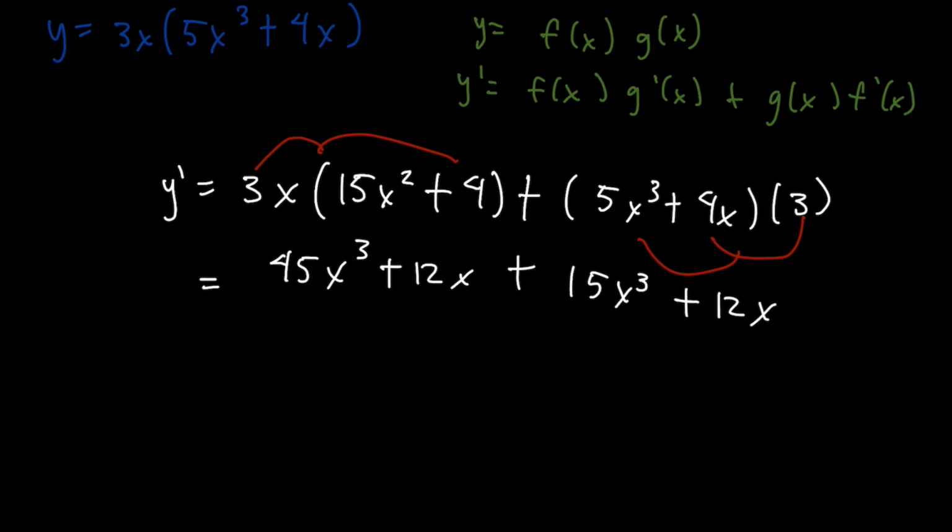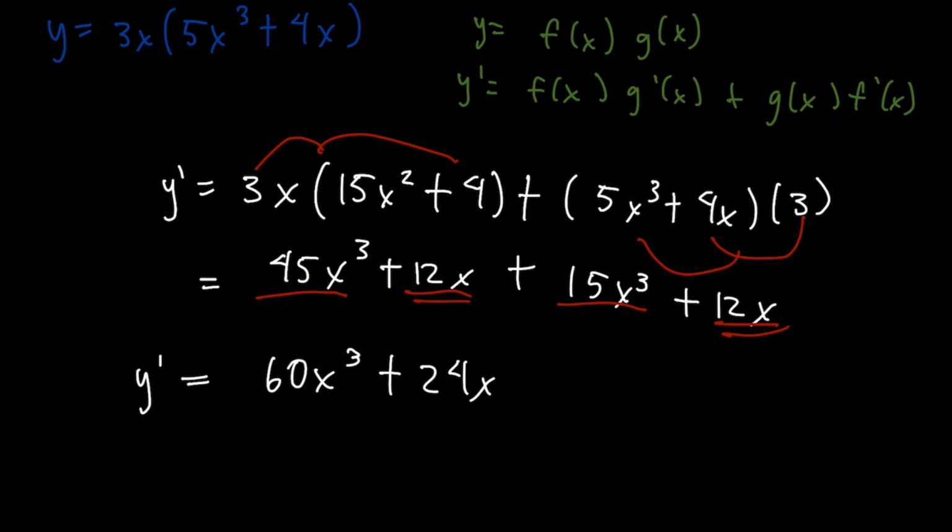Then we can combine like terms here. 45x cubed plus 15x cubed, that is 60x cubed. 12x plus 12x, that is 24x. So that's the final answer for the problem.